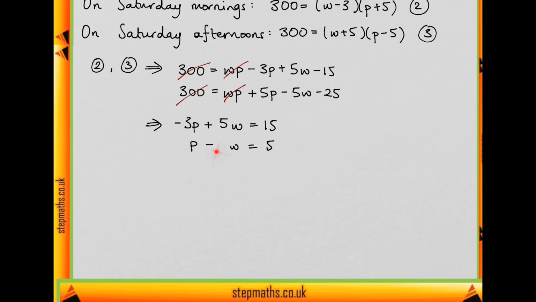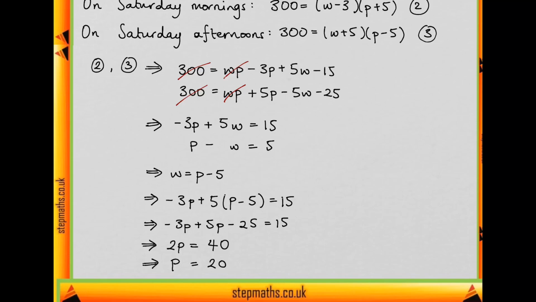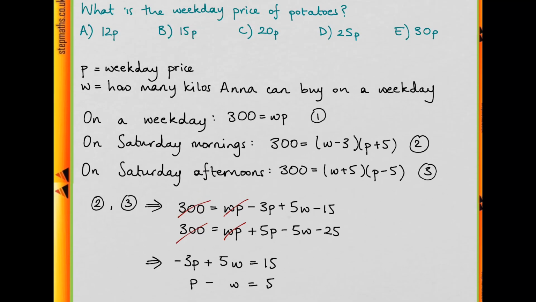So let's rearrange this for W, because then we can substitute that into here and solve for P. So if we make that substitution, this is what we get. And now to simplify this, we end up with 2P equals 40 by moving this 25 over to the other side, so that P is equal to 20, and that gives us an answer of C.